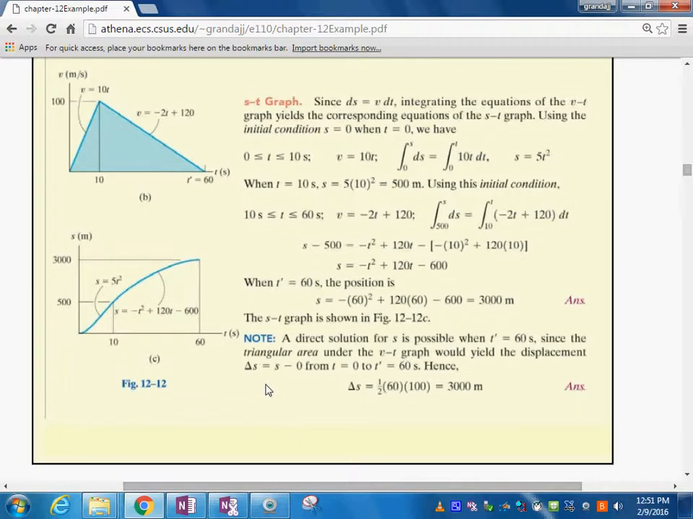Now in this case, if t prime is 60 seconds, which is part of what the problem is asking, what's the position? So you see, that's the case, you have this parabolic side and you have this rectilinear side. Well, it's not really rectilinear, it's another quadratic equation.